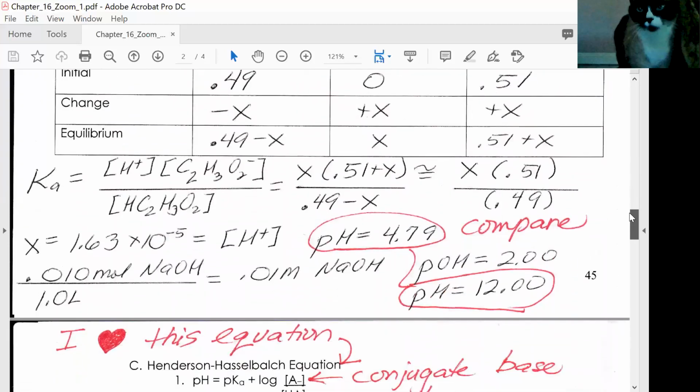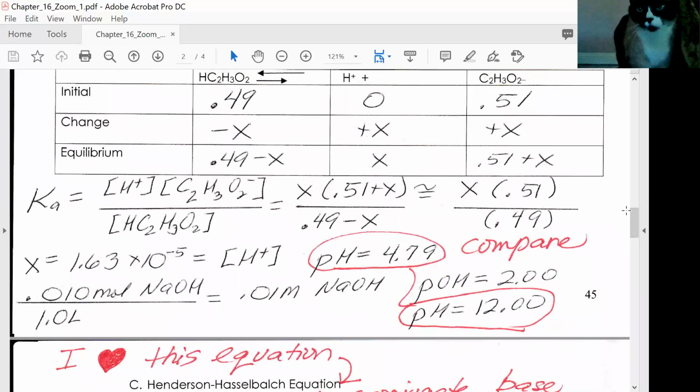You solve for x, and you get 1.63 times 10 to the minus 5. That is your hydrogen ion concentration. You plug that into your pH equation, you're going to get a pH of 4.79 for this buffered solution. That means when you added the base to your buffer solution, the pH was 4.79.